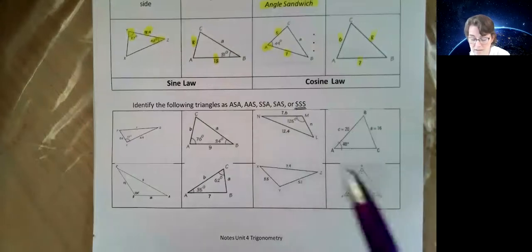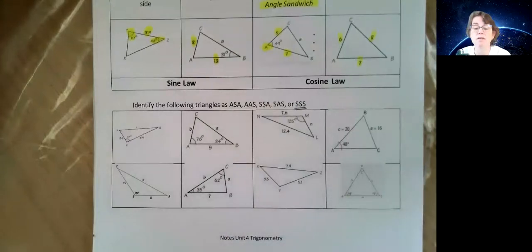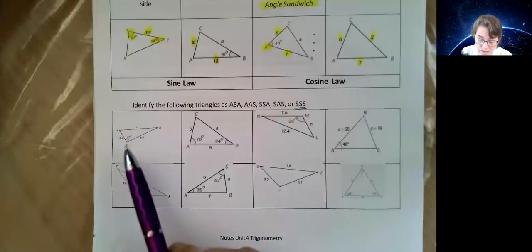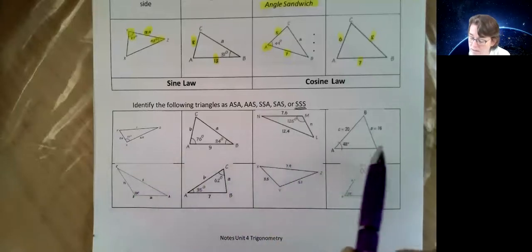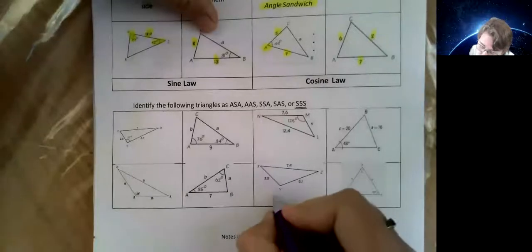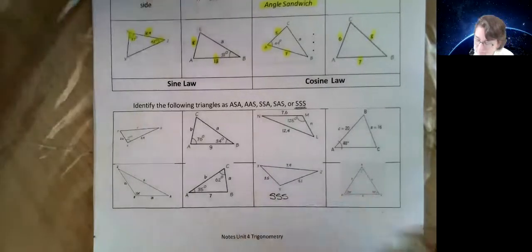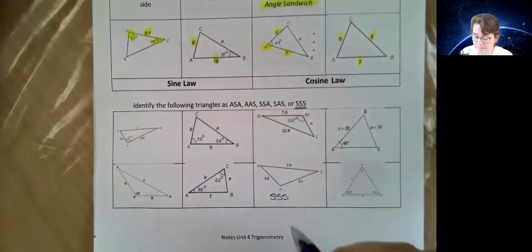So I need to look through my list here and find triangles where all I have are the sides. In other words, no angles, no degrees. So there's degrees, degrees, degrees. No. Nope. Oh, this one. So this one is side, side, side. Those have angles, those have angles. Done.